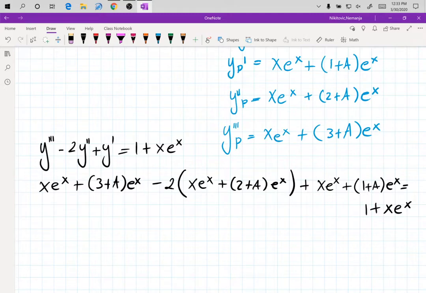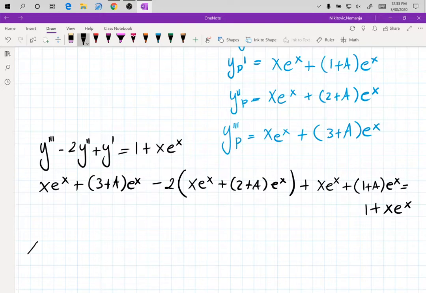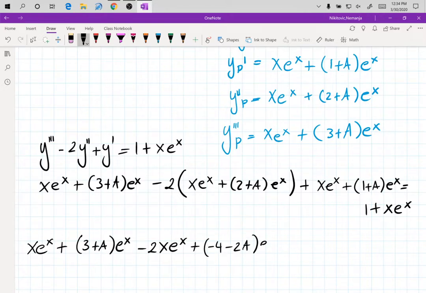And the way we're going to do that is, please understand that this is of the kind, and everything else is not, right? So we'll deal with that. So x e to the x plus 3 plus a e to the x minus 2x e to the x minus, do I want to do minus there, or do I want to plug it in? I want to plug it in. Plus negative 4 minus 2a e to the x. I'm going to take this and distribute inside, so I don't have to worry about it later. We'll deal with the coefficients easier.